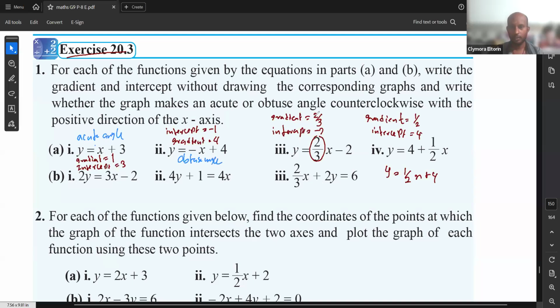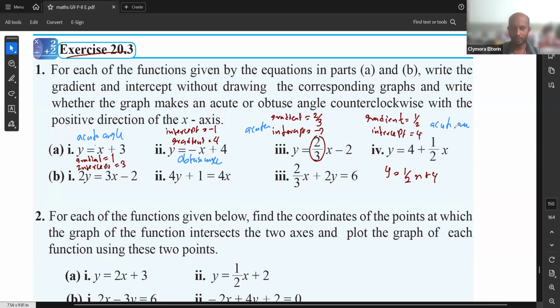This one also has a positive gradient, so it makes an acute angle. This one also makes an acute angle because the gradient is positive. Okay, the first part is clear.